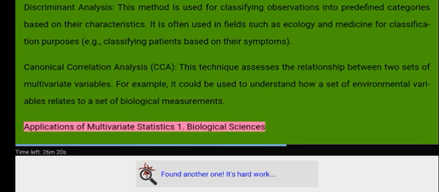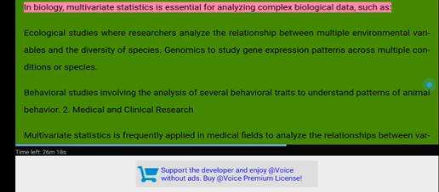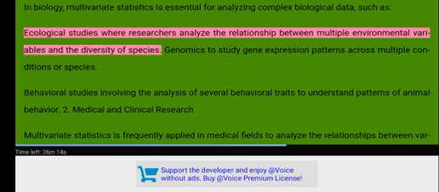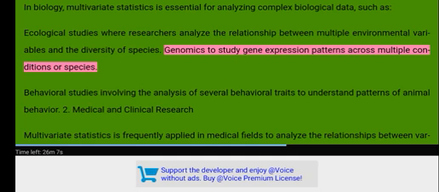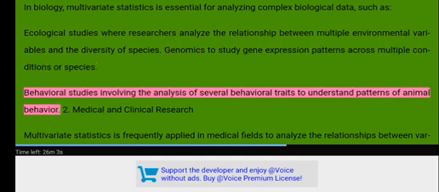Applications of multivariate statistics. 1. Biological sciences. In biology, multivariate statistics is essential for analyzing complex biological data, such as ecological studies where researchers analyze the relationship between multiple environmental variables and the diversity of species. Genomics to study gene expression patterns across multiple conditions or species. Behavioral studies involving the analysis of several behavioral traits to understand patterns of animal behavior.